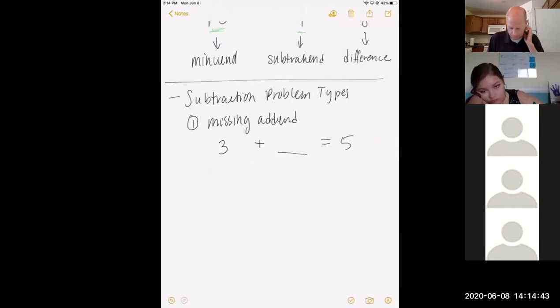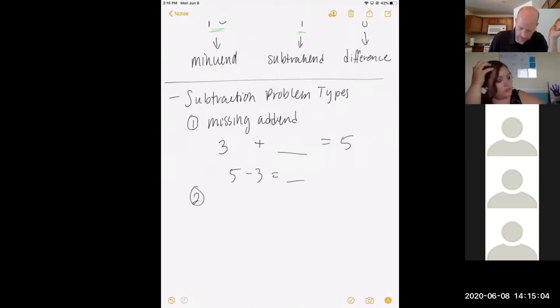In order to find it, there's lots of ways to do it. We can do 5 minus 3 equals blank. So that's the missing addend part. We start with some number, we have a goal number, and we need to find what the difference would be so we can bridge that starting number to the goal number. Any questions on that one? Okay, so that's that one.